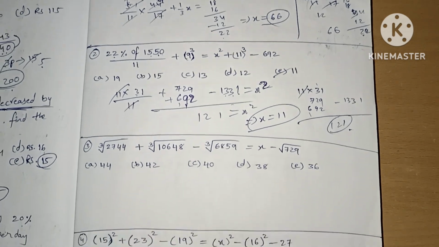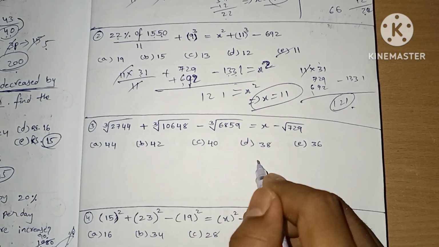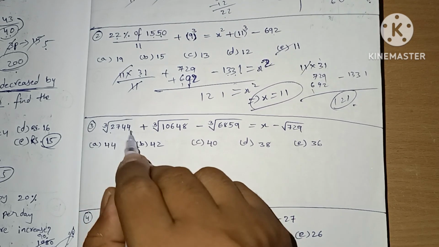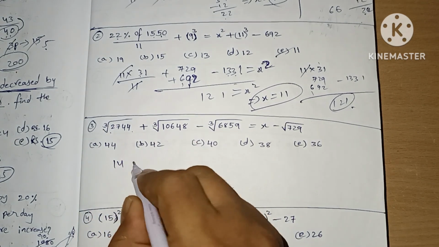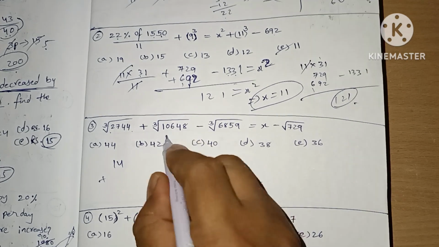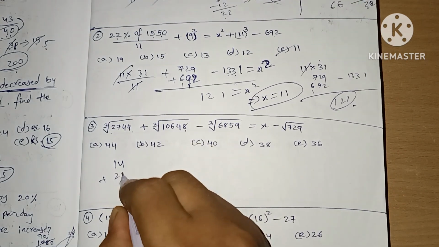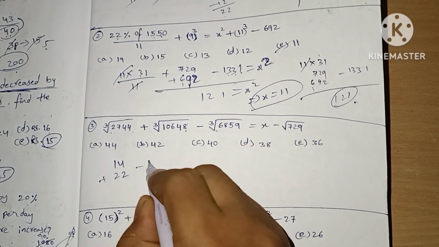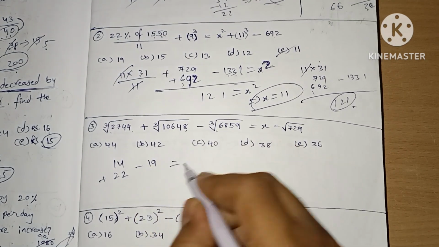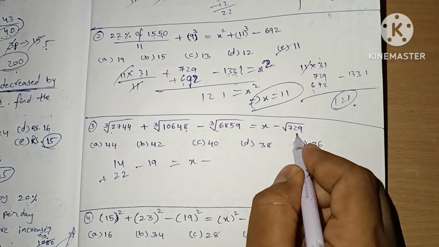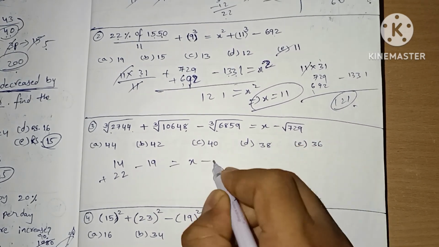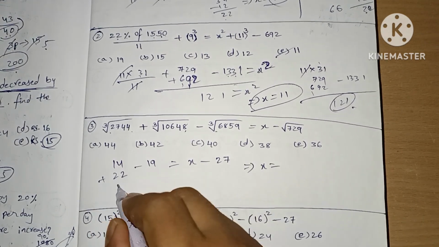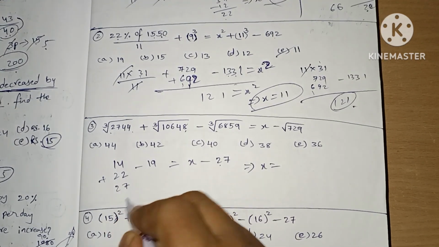Okay. Next question. To solve this question, first we need to know the cube values. I know 1 to 20 cubes. So this is 14th cube, and the value of this one is 22 cube. The value of this one is 19 cube equals to x minus the value of 729 under root, which will be 27. So what we have is, this comes this side with a plus.